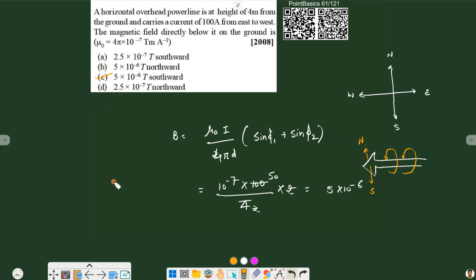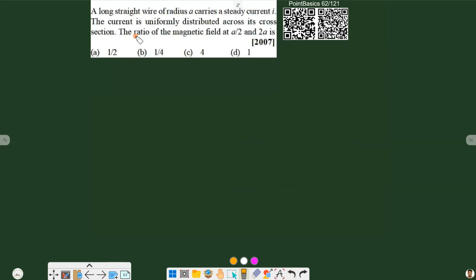Now let's move to the next one. A long straight wire of radius A carries a steady current I. The current is uniformly distributed across its cross section. The ratio of the magnetic field at A by 2 to 2A can be easily solved using this formula, that we have integral B dL is equal to mu naught I.